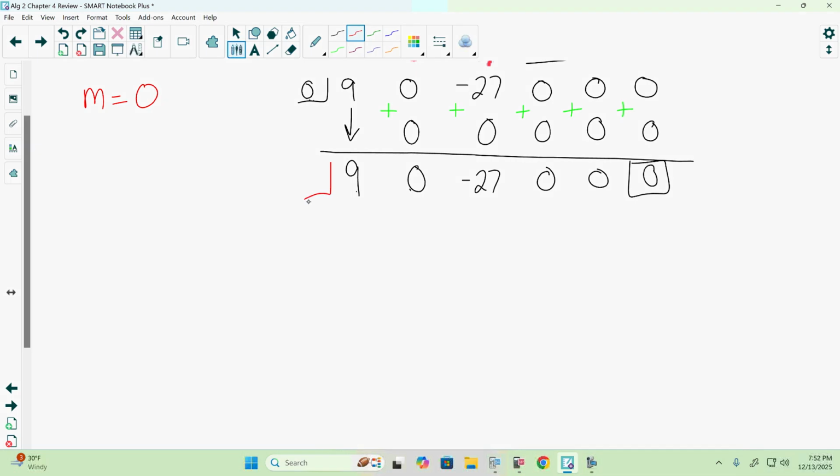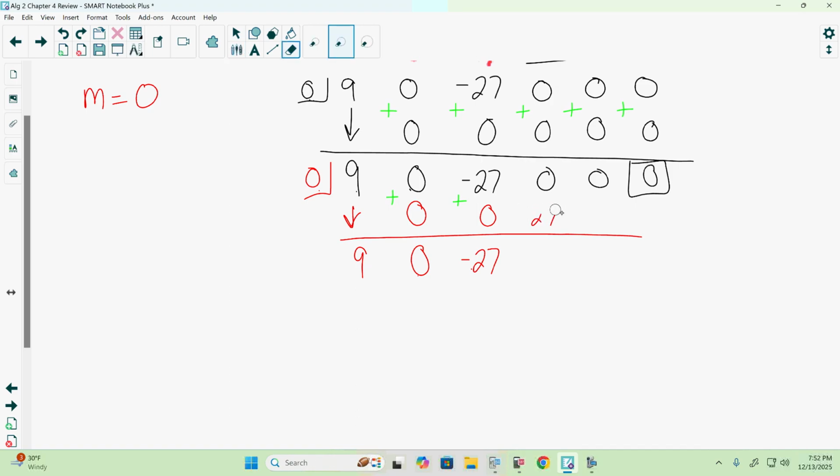You know what? I'm going to do it again. 0 times 9 is 0. 0 plus 0 is 0. 0 times 0 is 0. Negative 27 plus 0 is negative 27. 0 times negative 27 is... not negative 27, I am spacing. Is 0.